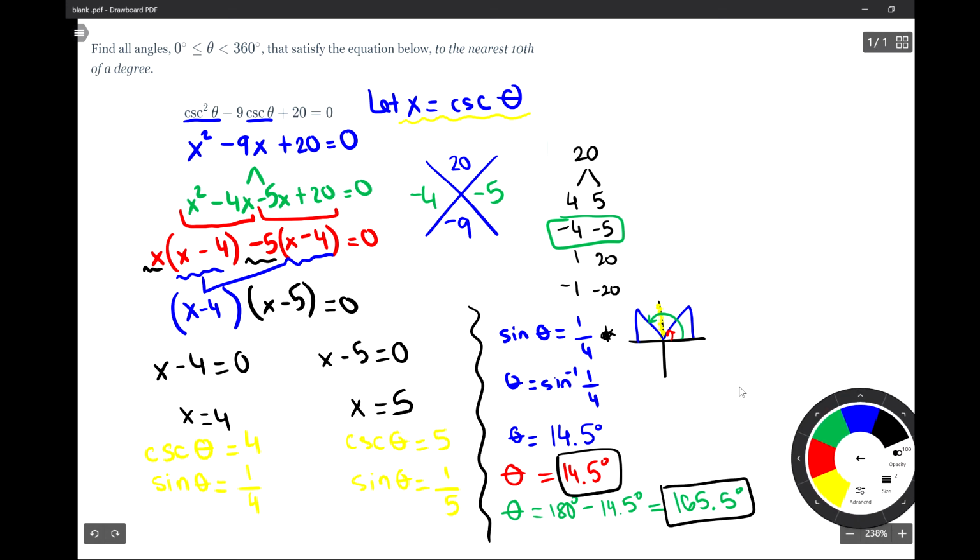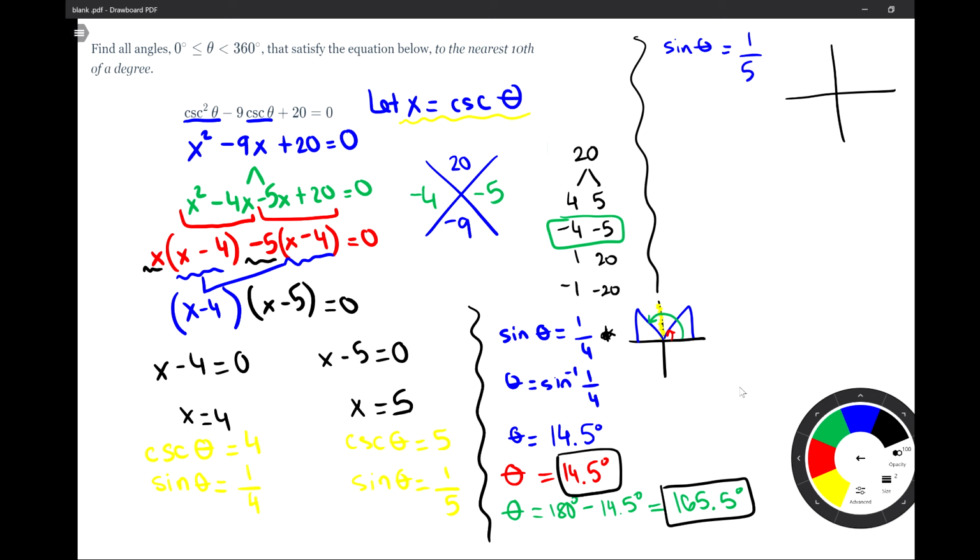Okay, and then I move up here. Don't forget, you're not done yet because you still have the second one, which is sine theta equals 1/5. And again, from this step we can sketch the angle on the unit circle. So I have one angle look like this, and the other one also look like this, because I'm looking for the positive part of y.